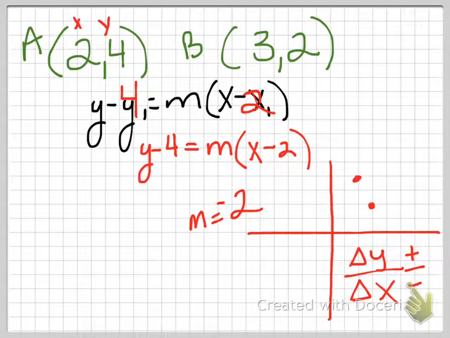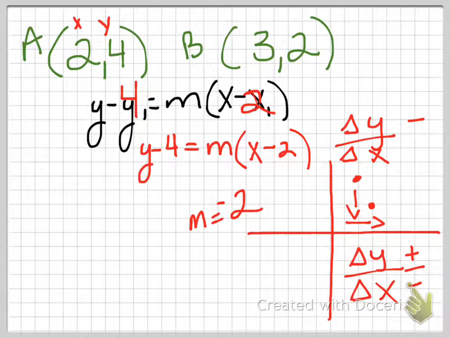Watch. I would have to go down 2. That's a negative. I'm going to write my change in y over change in x up here again. If I go down 2, that's a negative change. Then over to the right, that's towards the positives, that's a positive change. So that also is negative. Whenever you have a negative and a positive combination move, your slope is going to be negative.